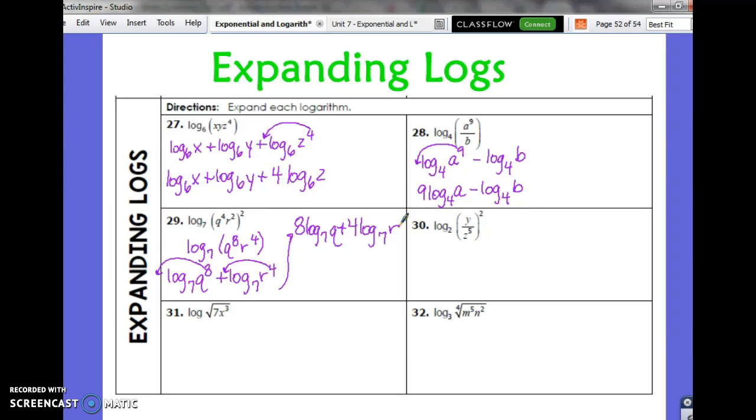And number 30 would be very, very similar. I would give that power of 2 away to the numerator and the denominator first, and then expand by using the quotient rule instead of the product rule.